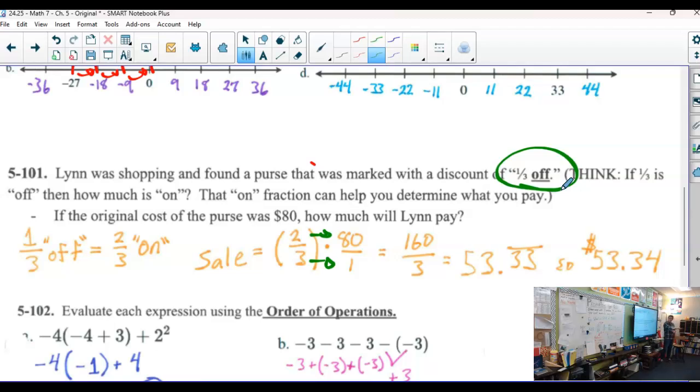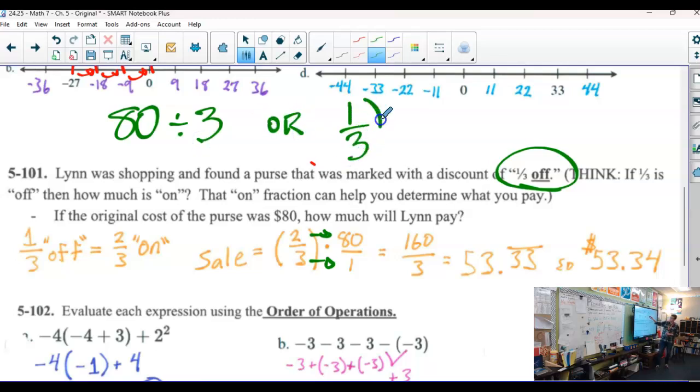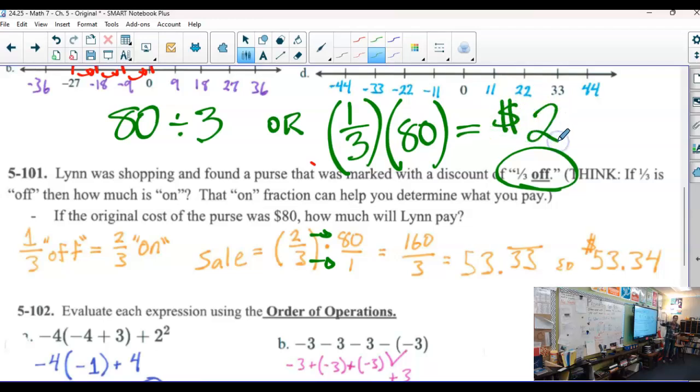We could do 80 divided by 3, and then times it by 2. Or, you could also do a third times 80. Either way, that gives us a discount of 26.6 repeating. So really, we could make that 26.67.